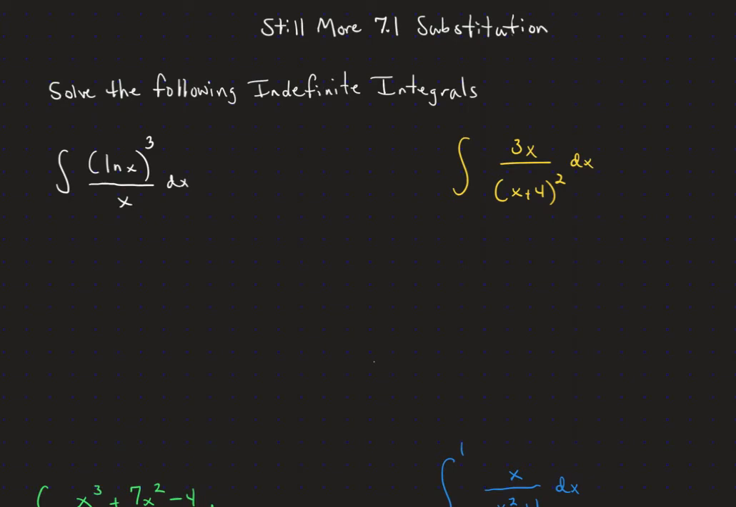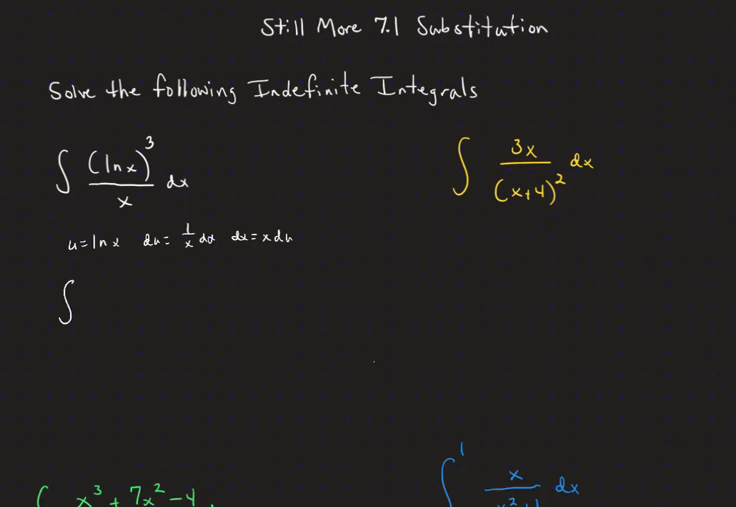In this video, we're going to work some more on substitution and see some new kinds of problems to do. So starting with the first one, we see the inside function is going to be our natural log of x. So we will say u is the natural log of x. That makes du 1 over x dx. And solving for dx will give us x times du.